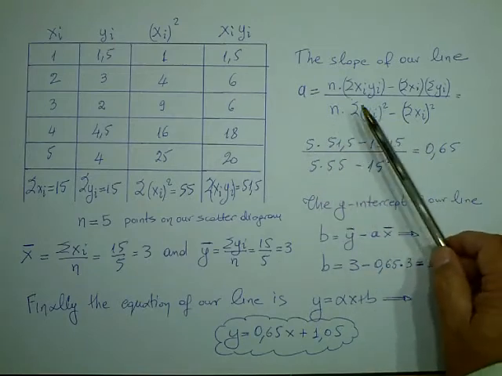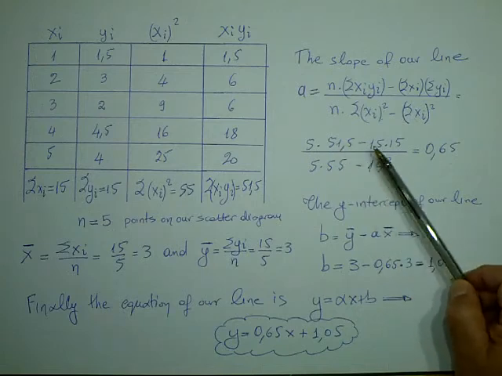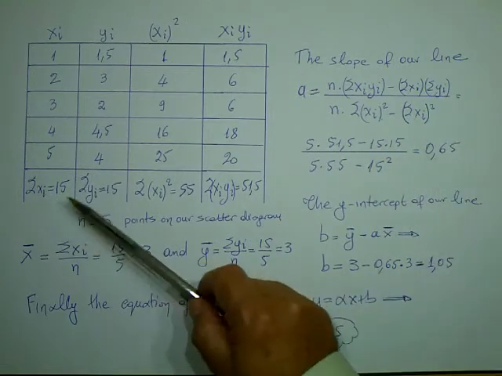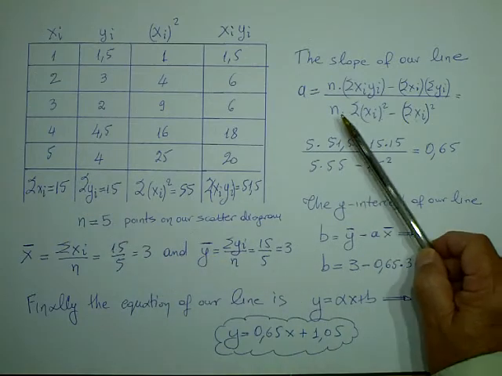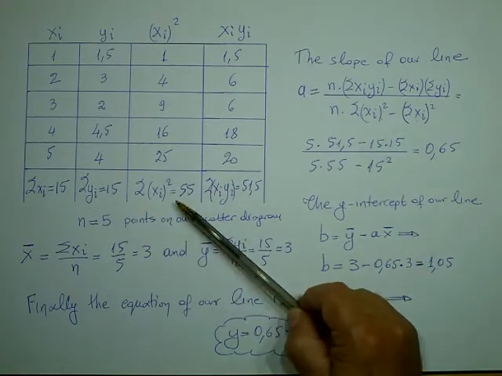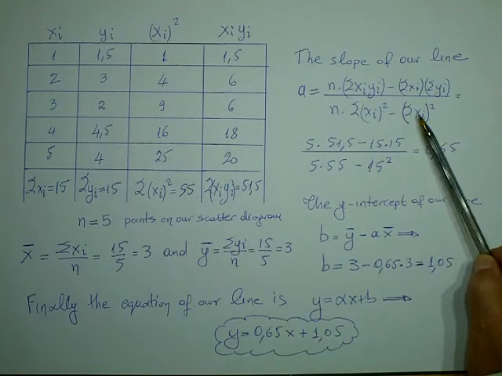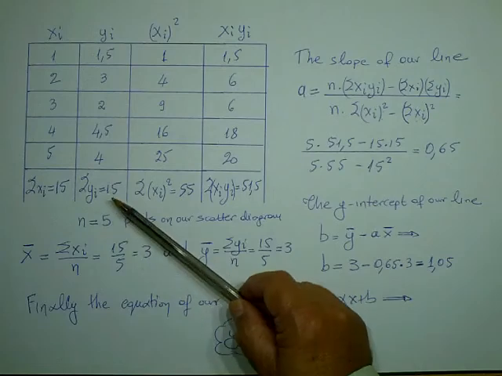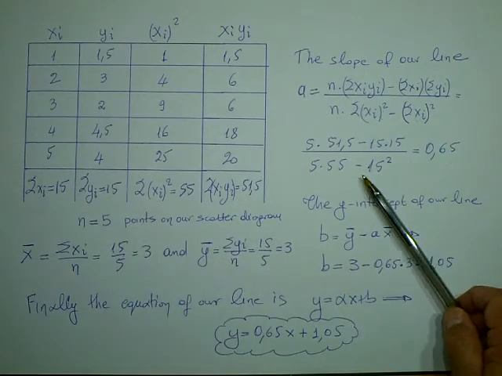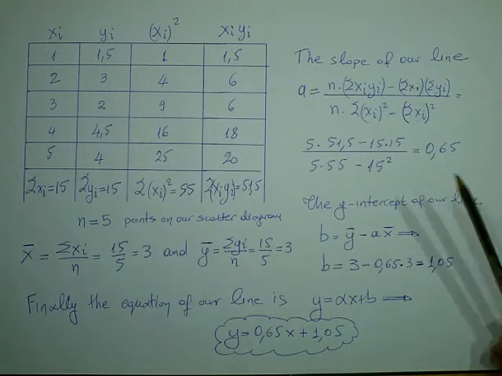Okay, now I substitute 5 times this number 51.5 minus 15 times 15, which are these two numbers, over 5 times 55, which is this number here, minus sigma xi squared, which is 15 squared. And after a few calculations, I get the slope, which is 0.65. So this is the slope of our line.